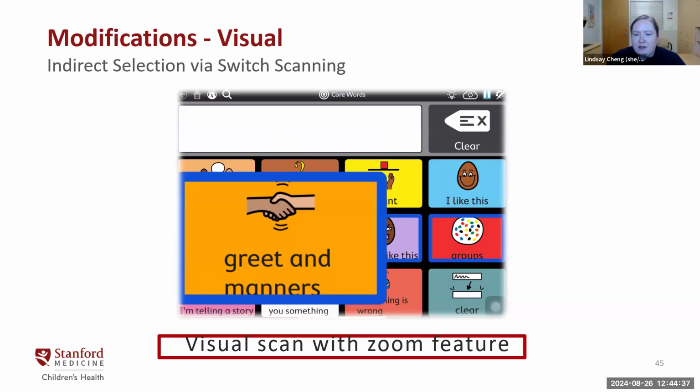Since we know a possible demand with one switch auto scan can be timing, perhaps in a quiet environment with a communication partner who has prepared you, the zoom feature may not be as important for you to time your selection. But in a busy classroom with your peers running around, zoom as displayed in the video may reduce in part the demands of an auto scan and alert you to your selection.